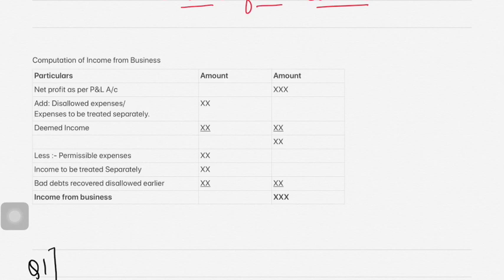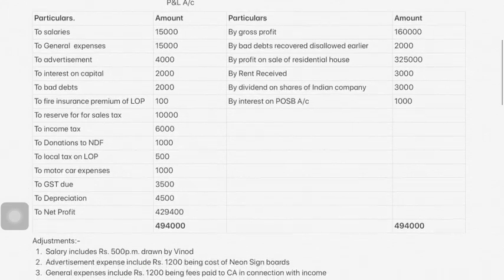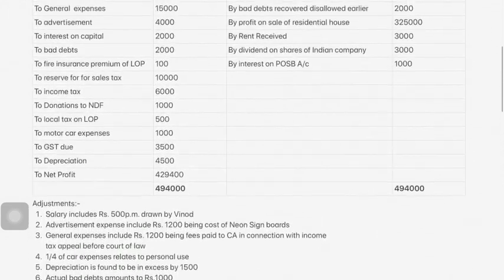Okay. So take down this format, computation of income from business. I hope I have explained all the items which are there in the format. Let's see the first question.